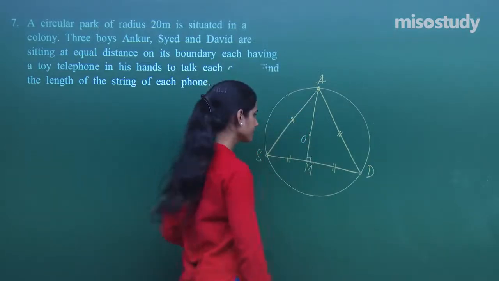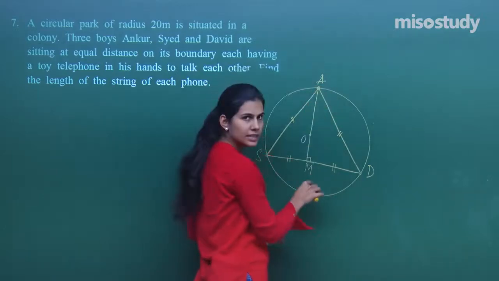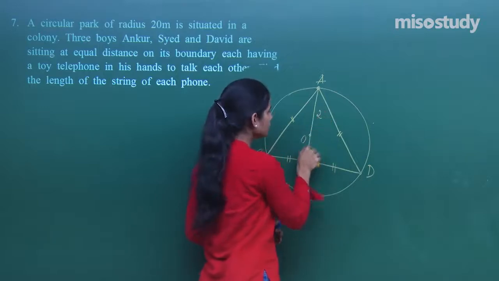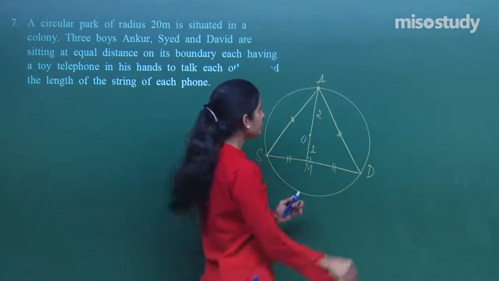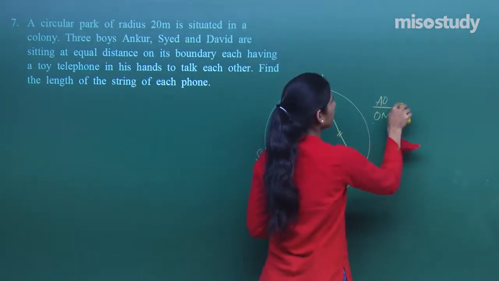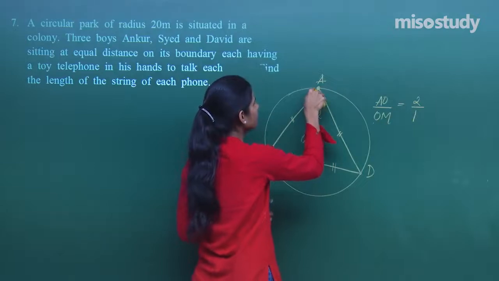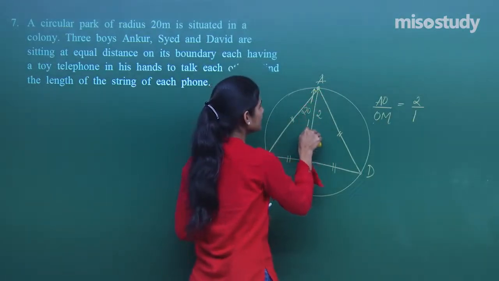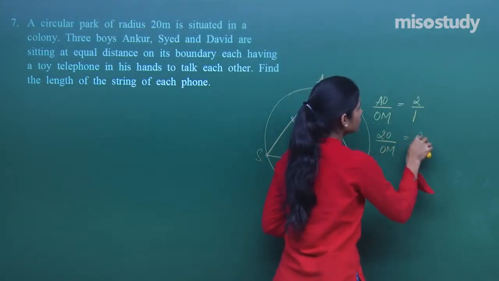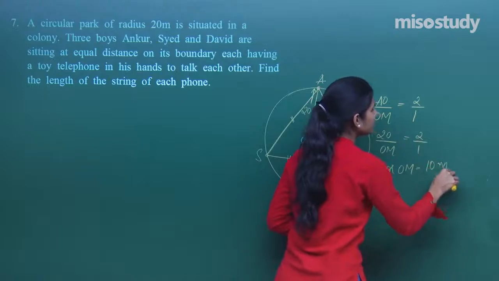this triangle. So now that I have this, you know that a median, if this is the centroid, centroid divides the median in the ratio 2:1. So this is 2, this is 1. So what do you have? You have AO upon OM is 2:1. But AO is nothing but the radius. From here to here you have 20 meters as the radius. So you have 20 upon OM is 2/1 or OM is 20/2 which is 10 meters.